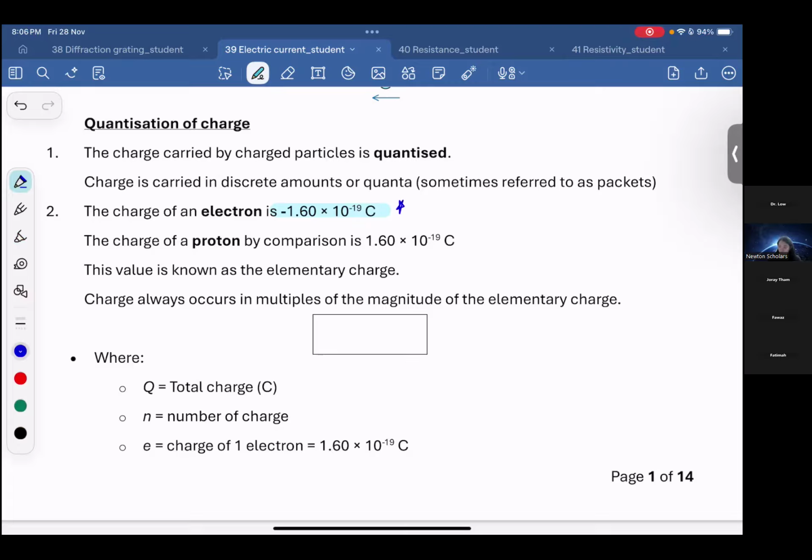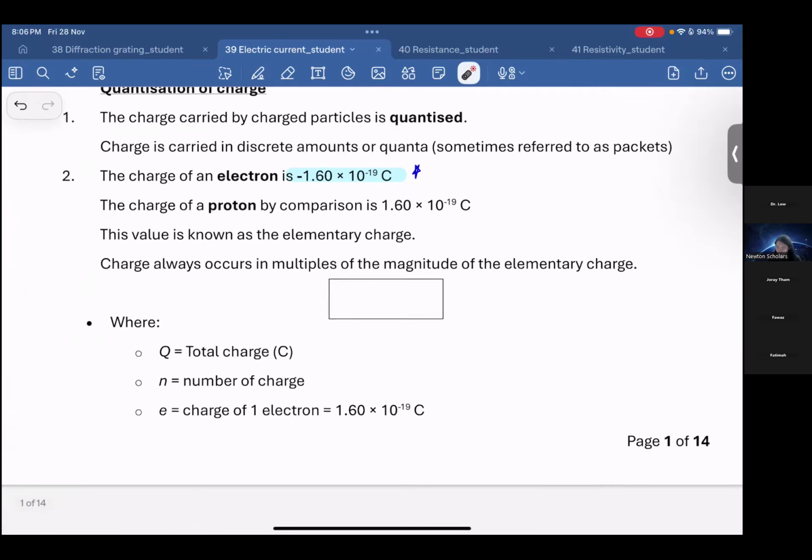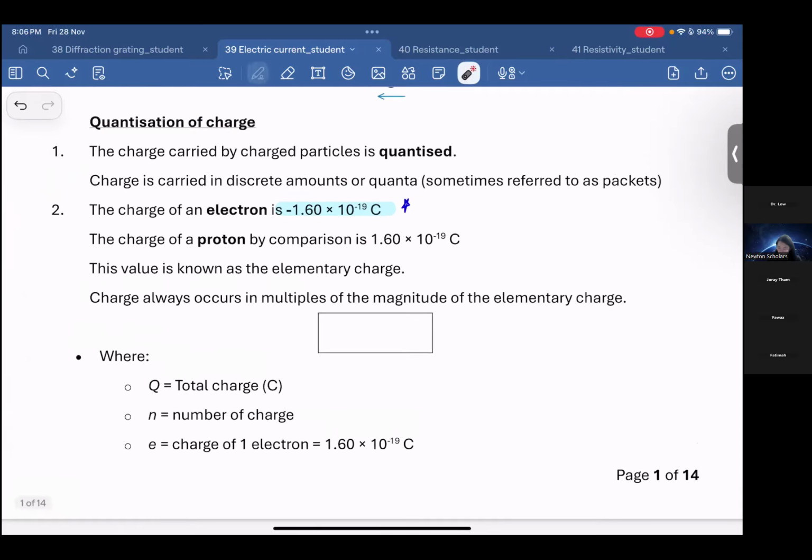Here, the proton is positive. This is known as the elementary charge. The charge always occurs in multiples of the magnitude of the elementary charge. So here Q equals NE. Q equals NE is the formula that we are using today.